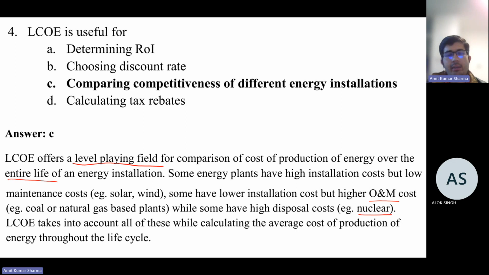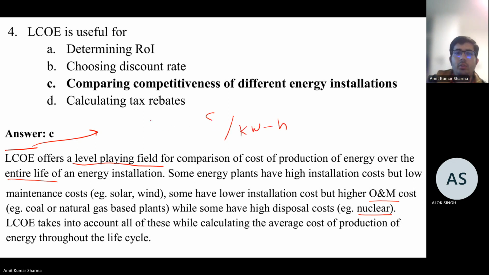You have seen that for energy generation, there are different types of plants. So we need a level playing field. From that only we can compare which plant or which technology is best. So that is the levelized cost of electricity. Basically, it is the cost of electricity per kilowatt hour. You can say dollar per kilowatt hour or rupees per kilowatt hour. This will be the unit of LCOE.